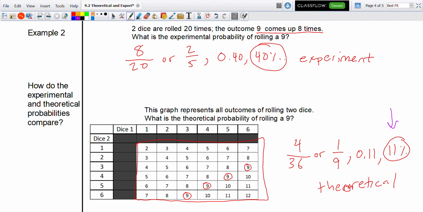Okay, but we're just comparing what does happen in the actual experiment and comparing it to what should happen theoretically versus what actually does happen in the experiment. And again, over an infinite number of rolls here, we would see this number come back down towards 11%, right? We would roll 9 11% of the time. One more here.